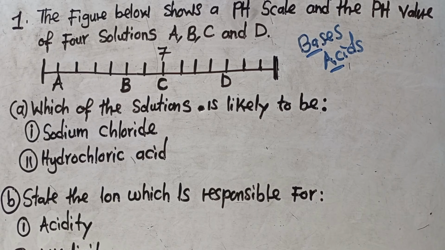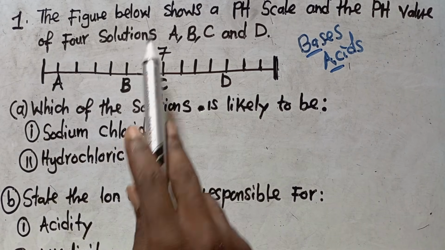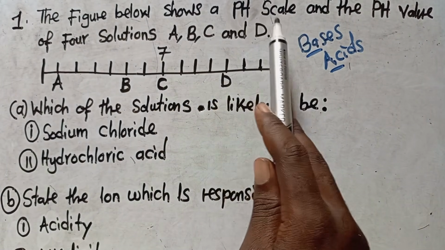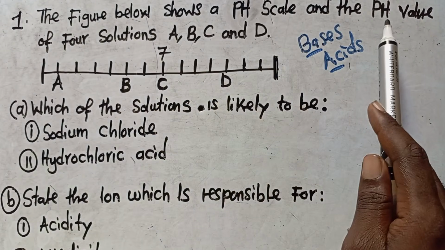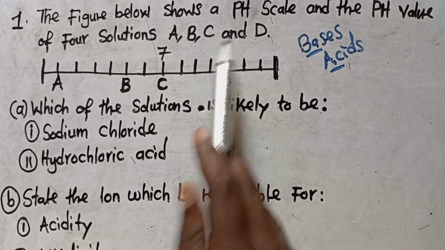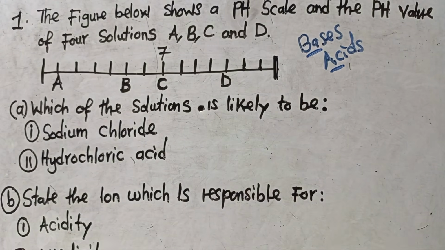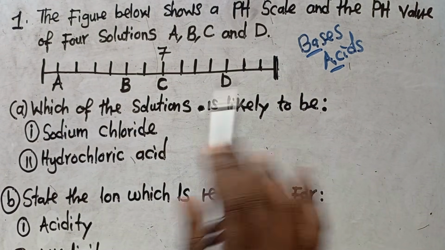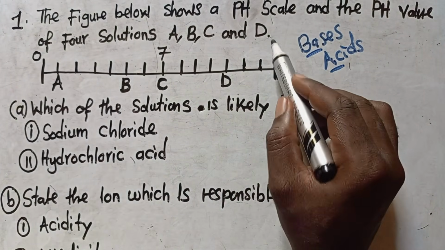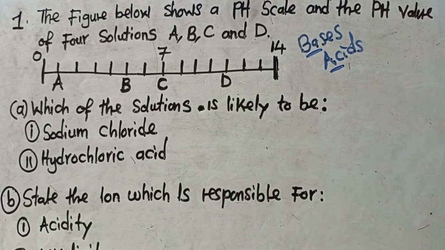The question is saying, the figure below shows a pH scale. pH means potential hydrogen scale, and the pH value of 4 solutions, A, B, C, and D. These are the solutions that are given. So this is a pH scale. We've got a 0 here and a 14 there if I was to finish it. This is what we are given.